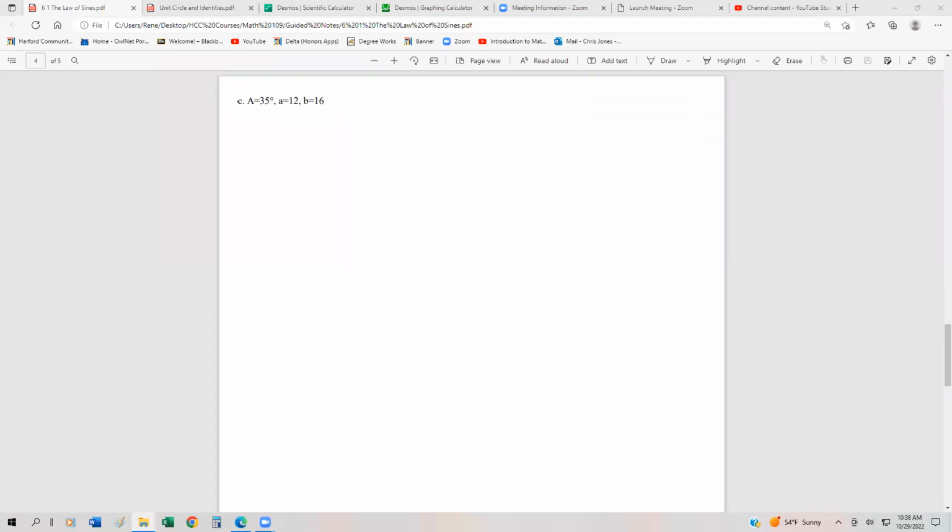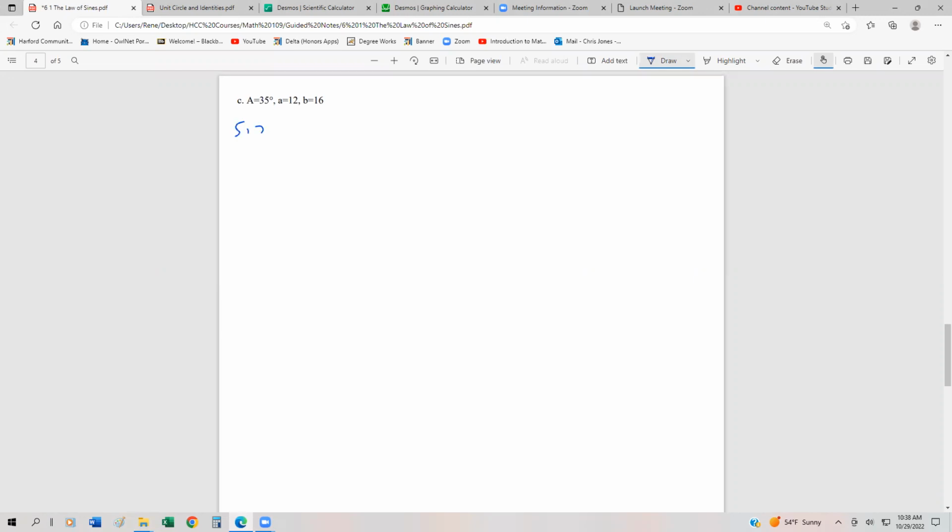So in this final video, we're going to take a look at two examples of the law of sines where we have an ambiguous case, and there may be more than one triangle that we can generate from the given information. Okay, so we have angle A is 35 degrees, side A is 12, and side B is 16. So let's try to find angle B.